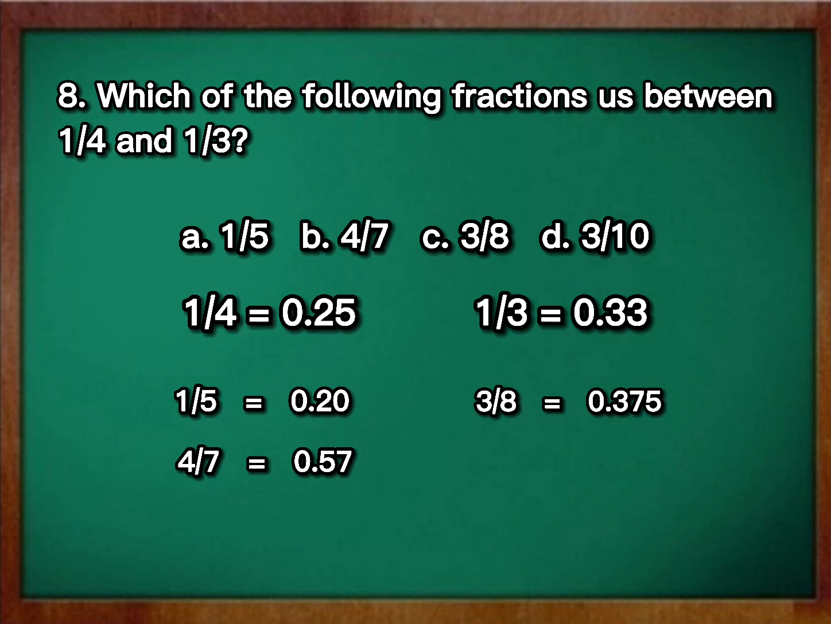3 over 8 is 0.375, also not in the range. Lastly, 3 over 10, that's 0.3, which is in between 0.25 and 0.33. Thus, 3/10 is the answer.